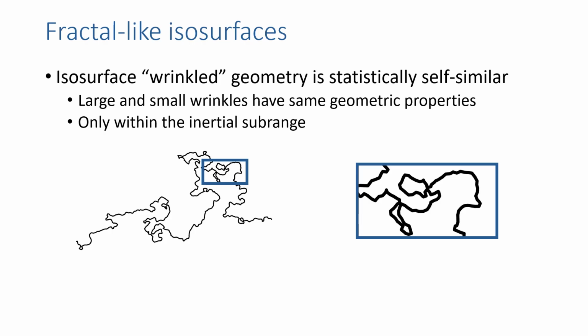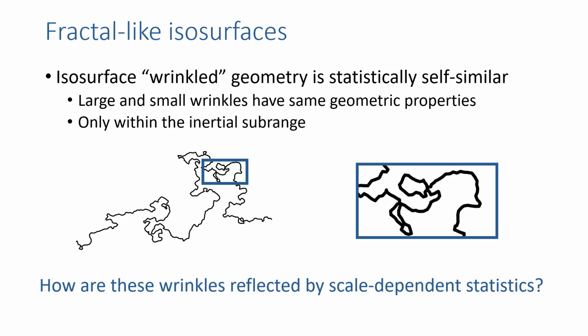This box counting result is one of the key takeaways for the presentation, where we see that these velocity isosurfaces have a wrinkled geometry. These wrinkles are statistically self-similar, such that the large wrinkles and the small wrinkles have the same geometric properties that are scale invariant. However, this self-similarity is strictly contained within the inertial subrange of scales, which is the precise region where we observe a power law in the energy spectrum and other scale-dependent statistics.